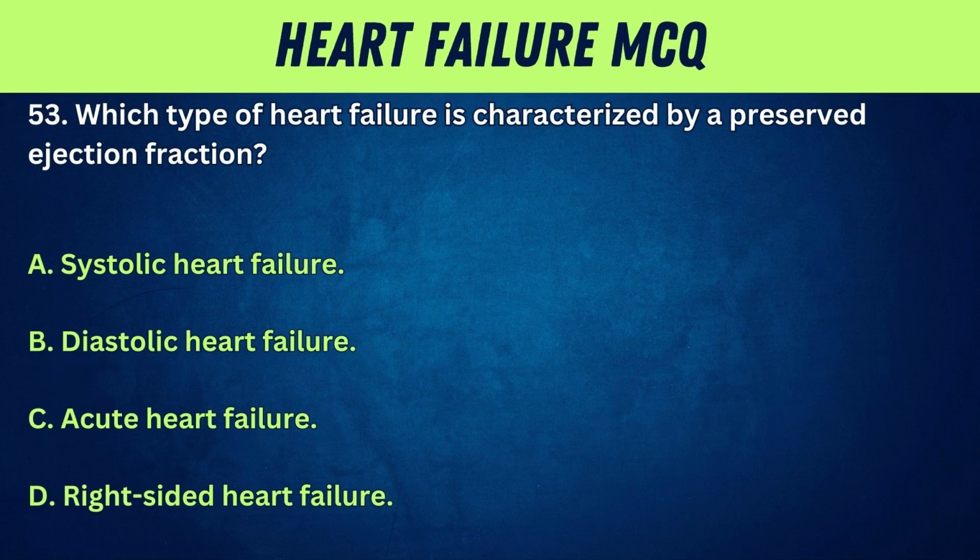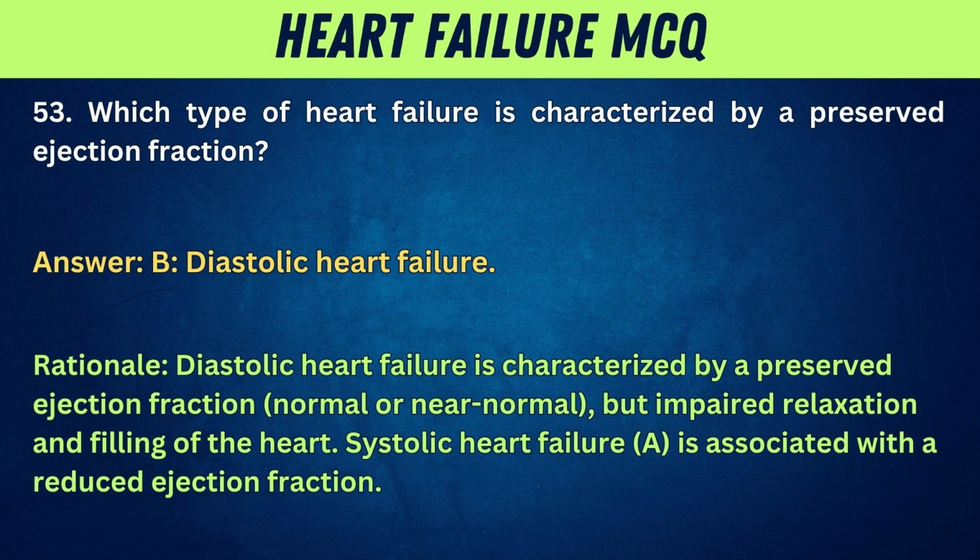53. Which type of heart failure is characterized by a preserved ejection fraction? A. Systolic heart failure. B. Diastolic heart failure. C. Acute heart failure. D. Right-sided heart failure. Answer: B. Diastolic heart failure. Rationale: diastolic heart failure is characterized by a preserved ejection fraction, normal or near normal, but impaired relaxation and filling of the heart. Systolic heart failure, A, is associated with a reduced ejection fraction.